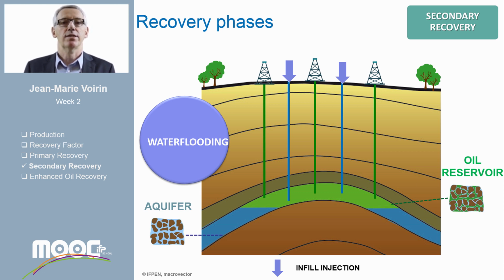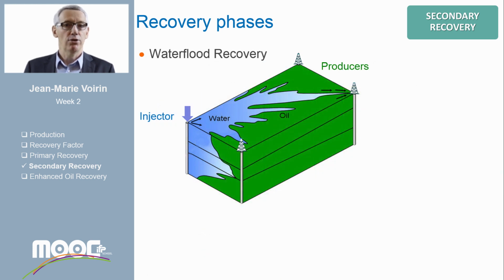In both cases, the purpose of injecting water is to sweep the oil towards the low-pressure areas created by the production. Water will replace the produced oil and limit further pressure drop. Now we will look at the level of recovery that can be achieved by this technique.